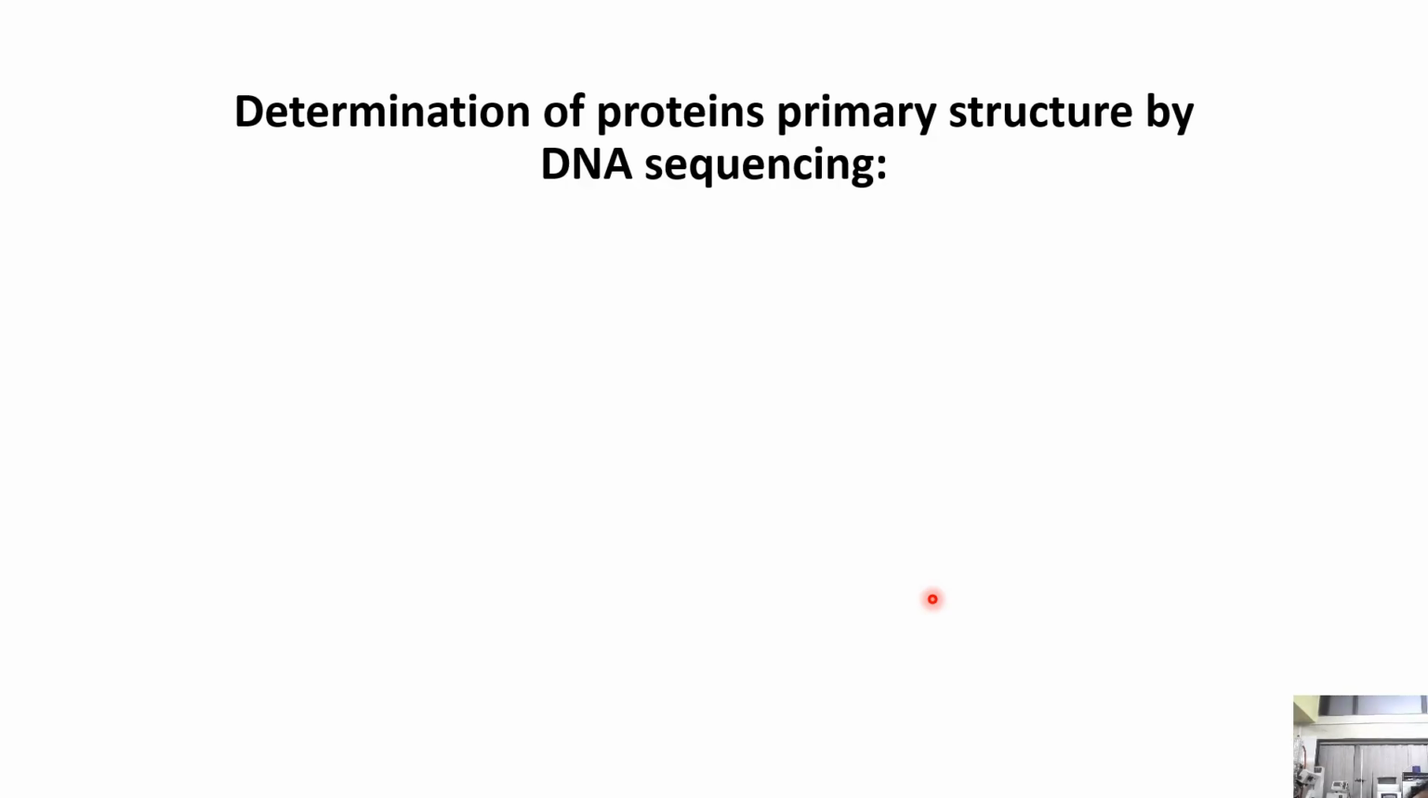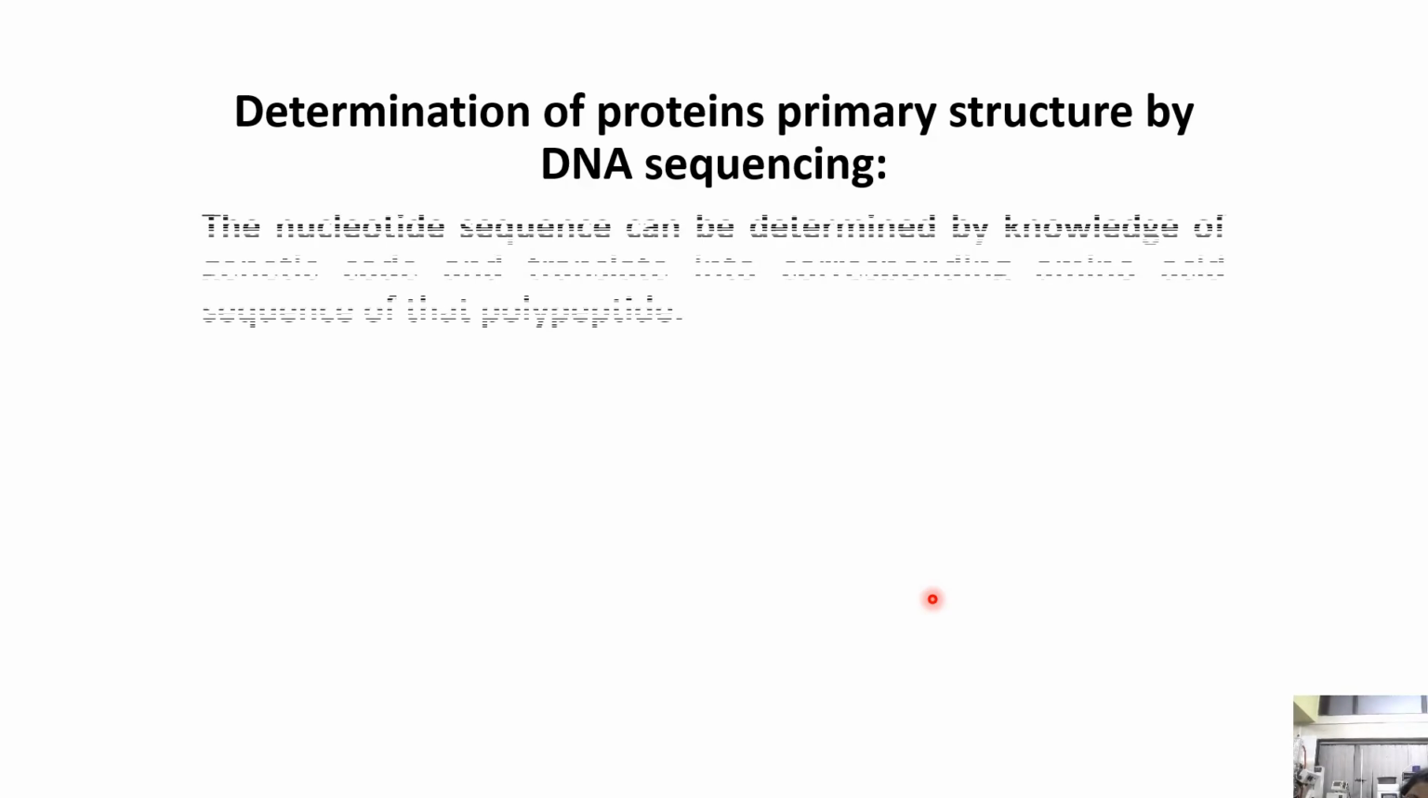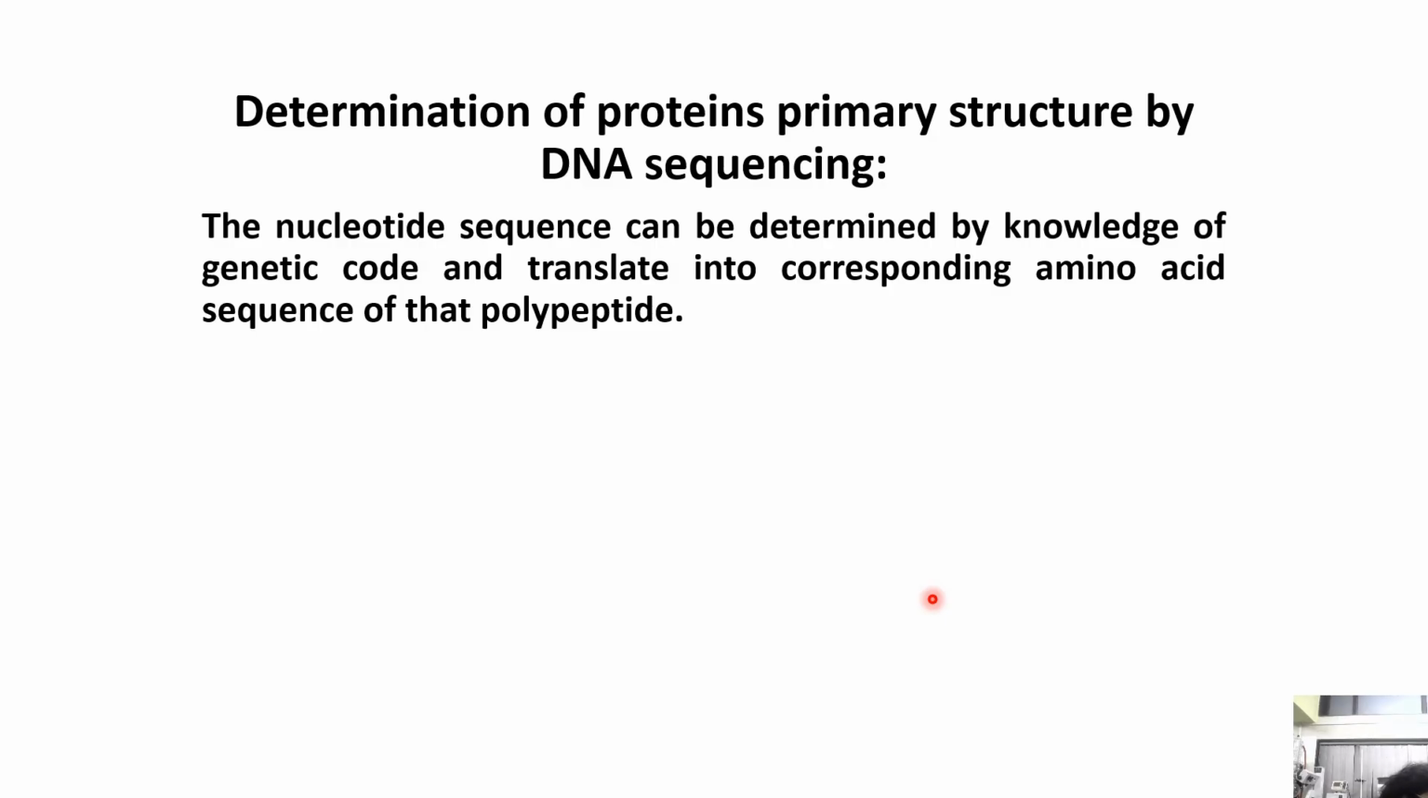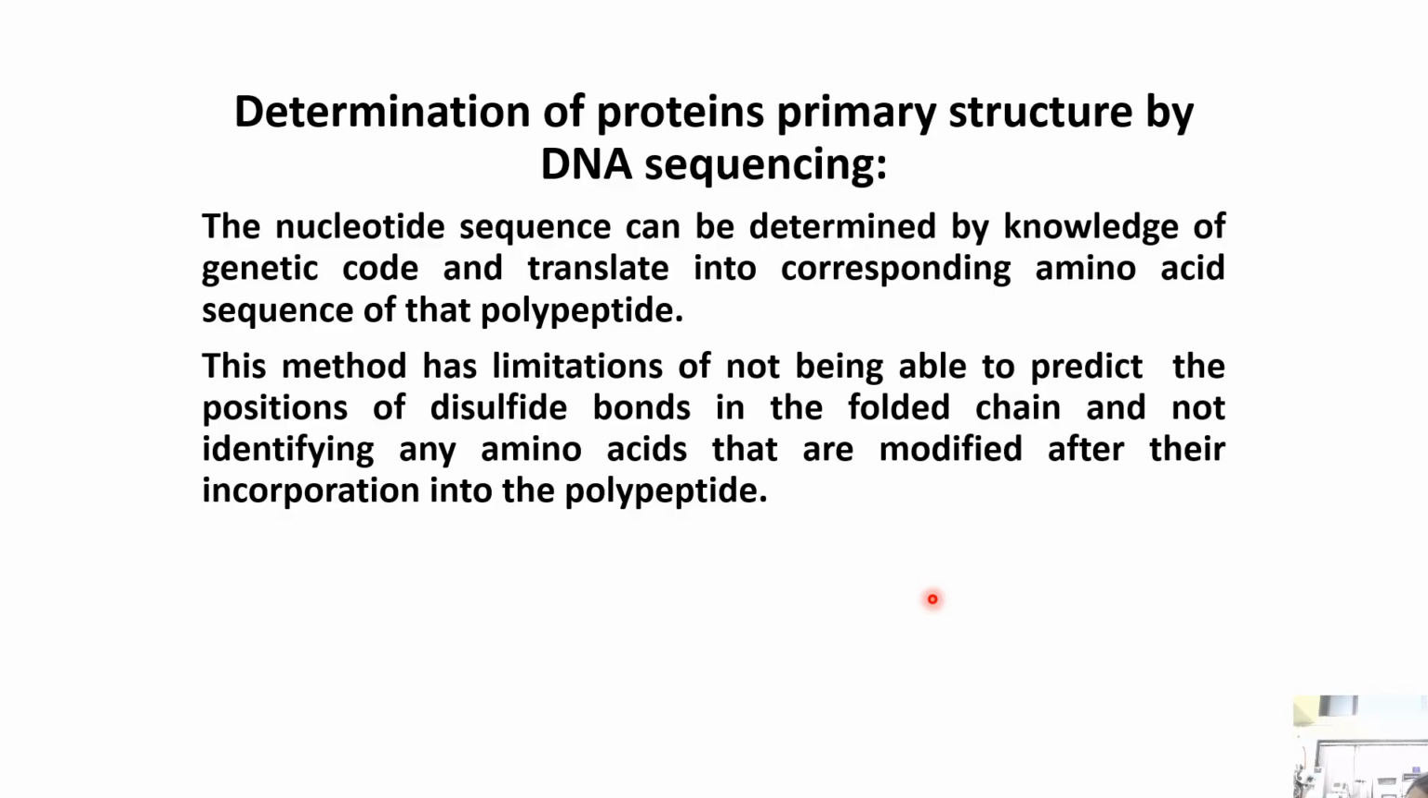Determination of a protein's primary structure by DNA sequencing. The nucleotide sequence can be determined by knowledge of the genetic code and translated into the corresponding amino acid sequence of that polypeptide. This method has limitations: it cannot predict the positions of disulfide bonds in the folded chain, and it does not identify any amino acids that are modified after their incorporation into the polypeptide.